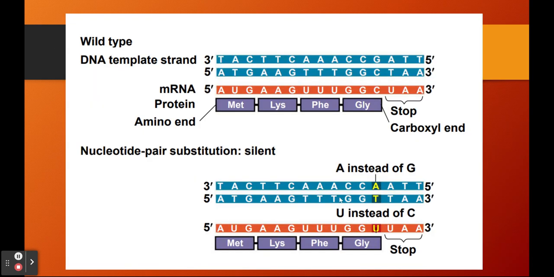Okay. Here's an example. The top picture in all of these pictures is going to be a wild type, normal example. The one on the bottom will be where we change something. If you look at the bottom one, I'm going to replace this A with a G. Replace the G with an A. And when I do that, we're going to get a U in mRNA transcription, but we still get a glycine. So we get a glycine in the top and a glycine in the bottom. Sweet. The protein's exactly the same. This is a silent mutation.